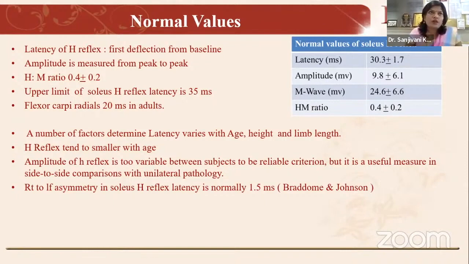Means when we do our NCVs, at that time also, if there is a problem in one limb, the right hand, while checking we compare both limbs, right and left, and see whether they are equal or not, because height and age will differ. That's why it is always reliable when we check simultaneously. The same is applicable here also. Right to left asymmetry of soleus H reflex latency, 1.5 milliseconds is permissible. After that, we can say it is abnormal.